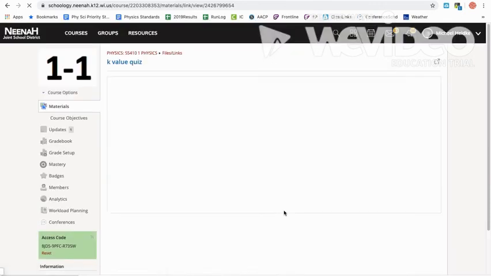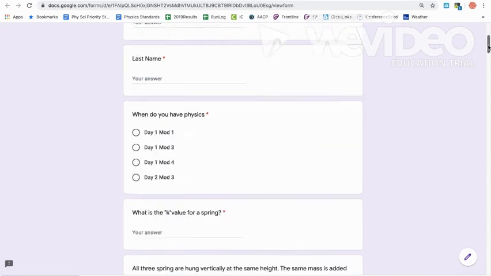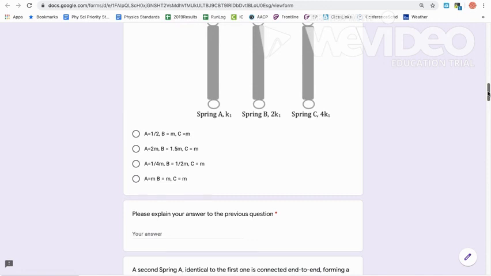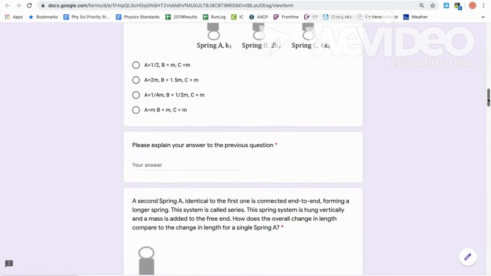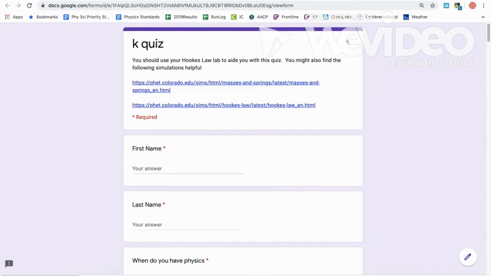Click on that over here. And then this has to do with the springs. I'll look over your Hooke's Law post-lab activity there, and that should help you with this. So, all right, email me if you have any questions.